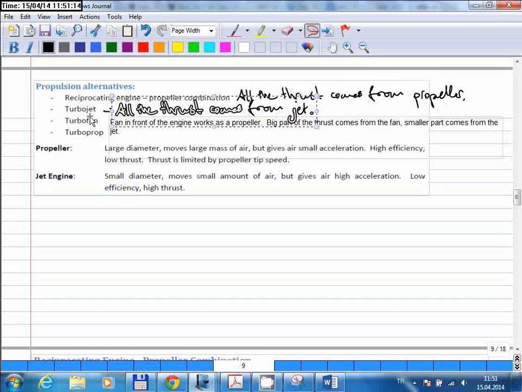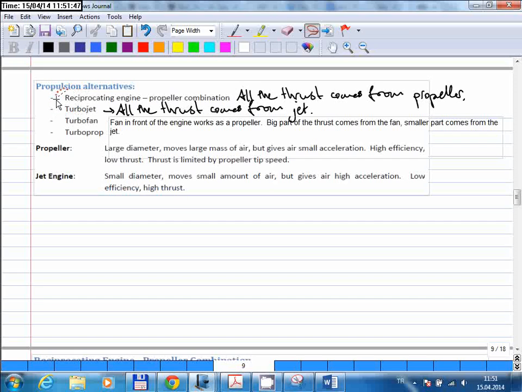created by the engine. And then these are sort of combinations of the two. So in a turbofan engine, you have a jet force plus a propeller-like device in front of the engine. So the combination of the two creates the thrust force. And the turboprop is very similar. In the turboprop, a turbine engine drives a propeller instead of a piston engine, and that propeller gives you the thrust force. So these are the two we will be talking about in this course.